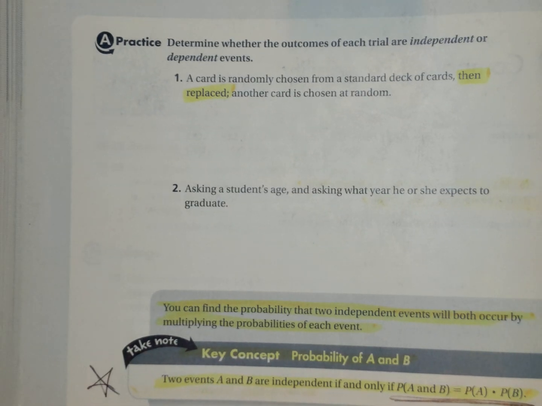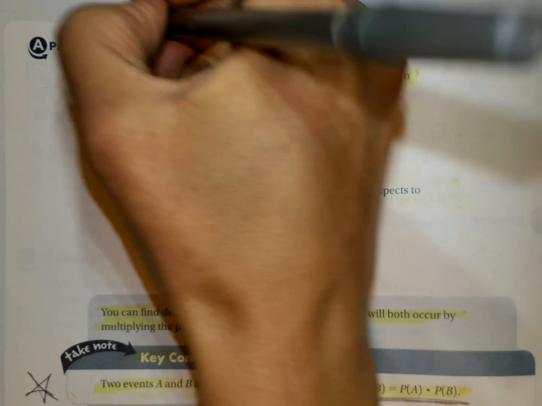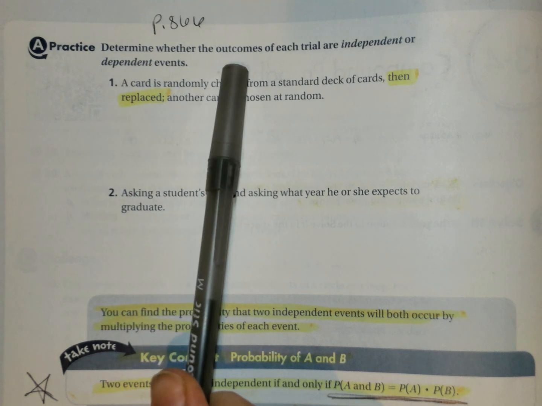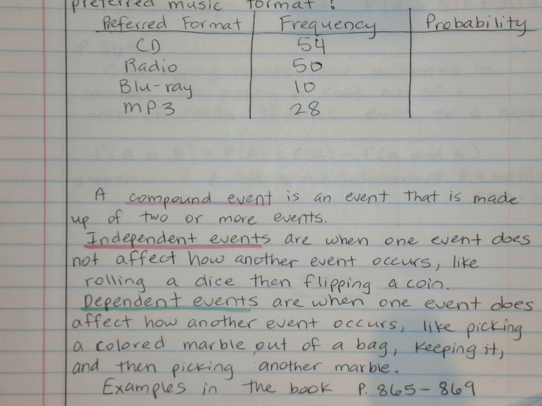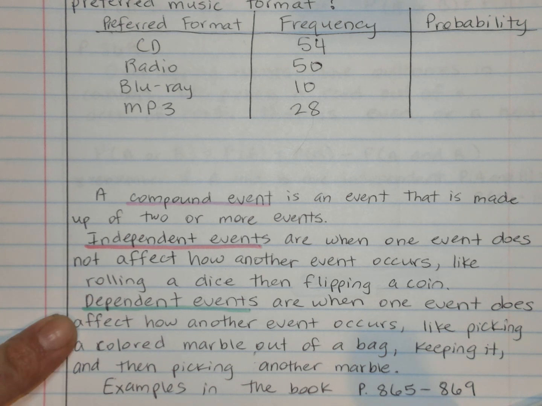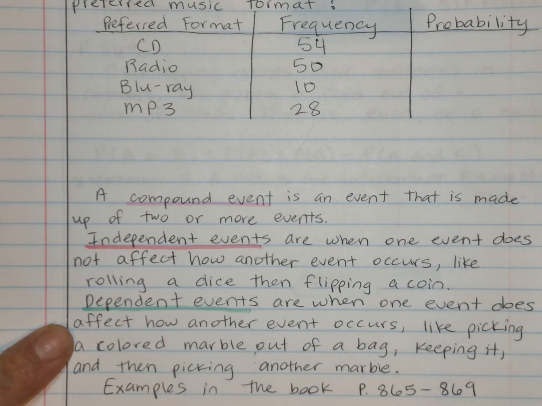So now I'm at the top of page 866. I'm just going to continue on with these kind of problems. It says determine whether the outcomes of each trial are independent or dependent events. And again, we're just thinking back to the definitions. Independent events are when one event does not affect how another event occurs. Dependent events are when one event does affect how another event occurs. So it all has to do with having an effect on how the next event occurs. If it does have an effect, it's dependent.